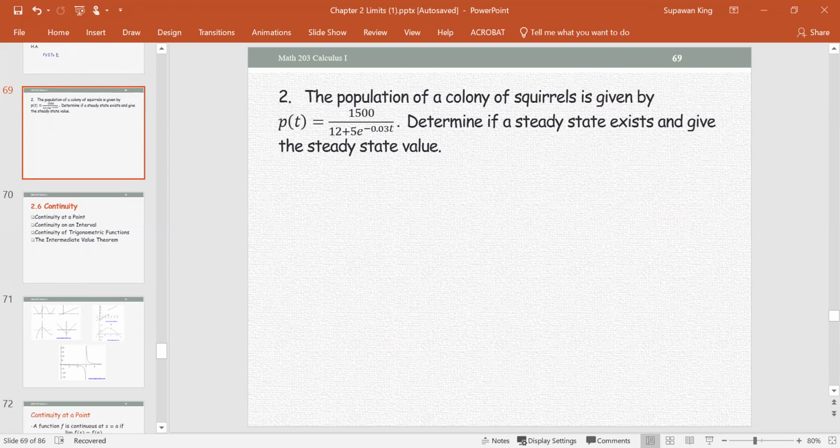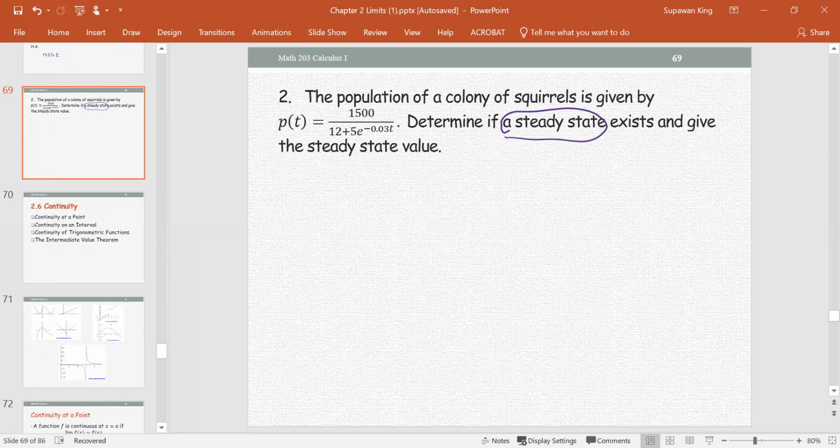This is another example of the use of the limit at infinity relating to biology. Number two, the population of a colony of squirrels is given by P as the population and t as the time, 1500 divided by 12 plus 5 times e to the negative 0.03 times t. Determine if a steady state exists. What does steady state mean? When everything is stable, right? Steady state, when everything calms down. If a steady state exists, give the steady state value.